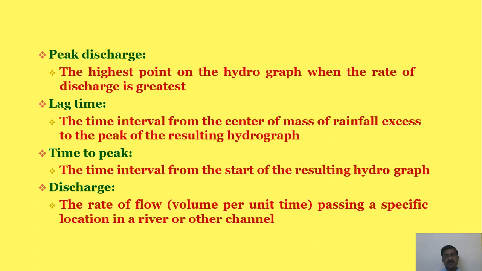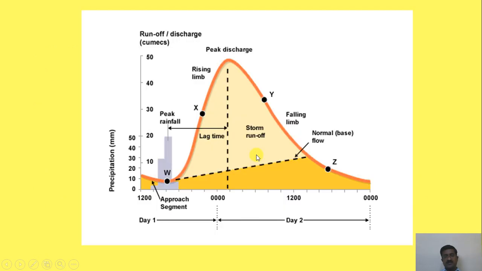Lag time is the time interval from the center of mass of rainfall excess to the peak of the resulting hydrograph. So that we have also seen. Time to peak is the time interval from the start of the resulting hydrograph to its peak. And discharge is the rate of flow volume per unit time passing a specific location in a river or other channel.